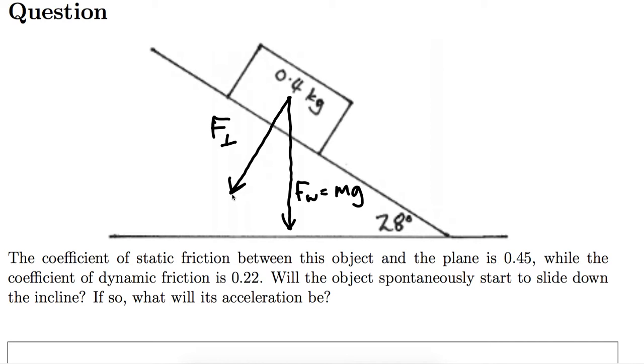We're also interested in this one, which goes down the slope. And that's the force that's going to cause this to accelerate down the slope, if indeed it does accelerate down the slope. What we want to know is, will it? And if so, how fast? And so I'm just going to call that one F parallel with two parallel lines. So we're interested in F parallel and F perpendicular.